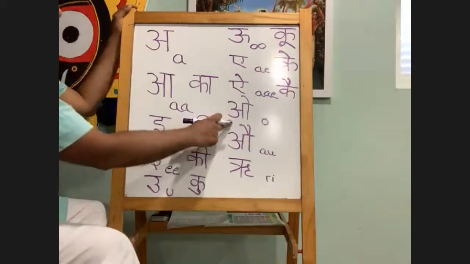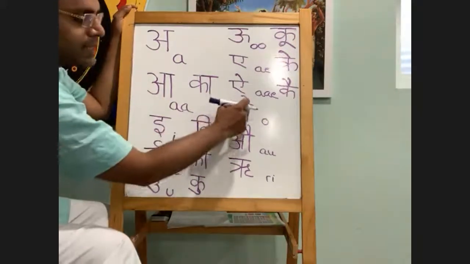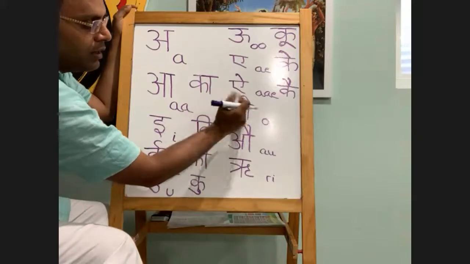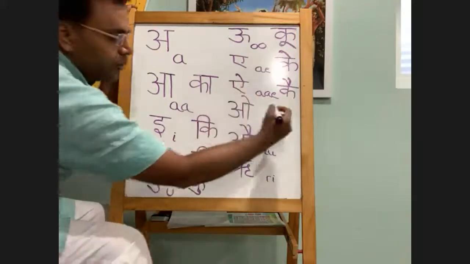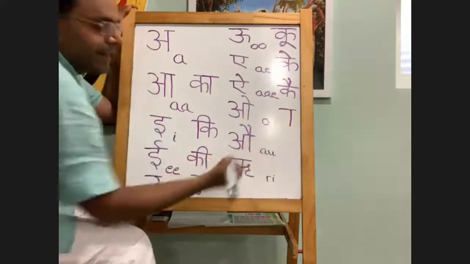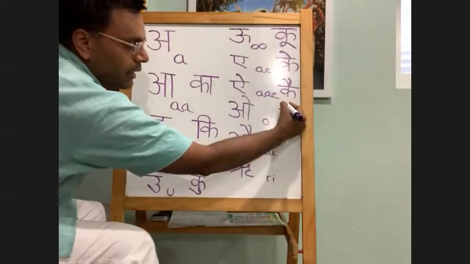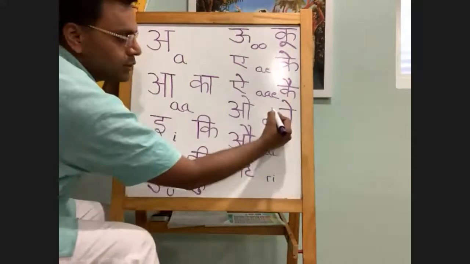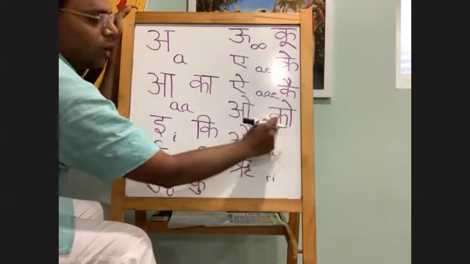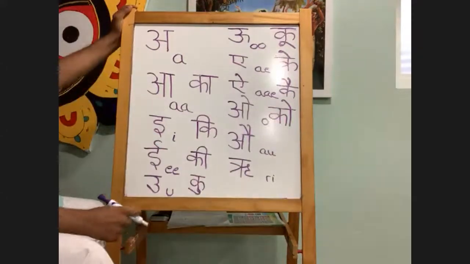Okay, O. So O is represented by the same matra that is written here. Basically, you remove the a, so this is a straight line and one line on top. So O matra is a straight line behind the letter and one line on top. So ka plus O, Ko.